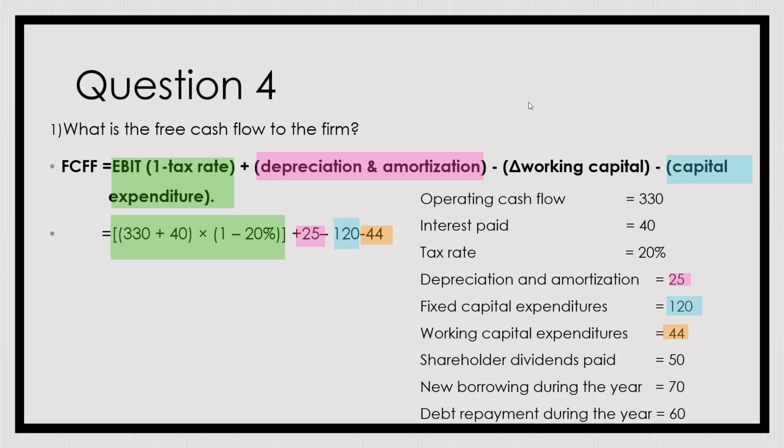So we can arrive at the free cash flow to the firm, right? As 157 after doing all the arithmetical calculation. These other figures are given to mislead you. So don't fall into that trap. For this one, you have to figure out what the formula is. Then you have to figure out what the definition of the free cash flow is as well.